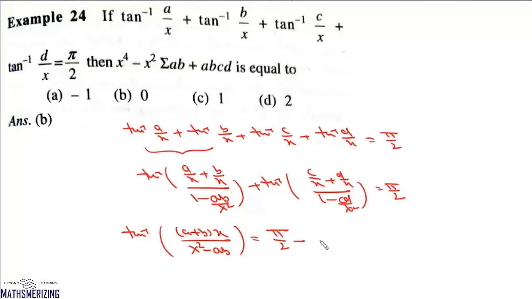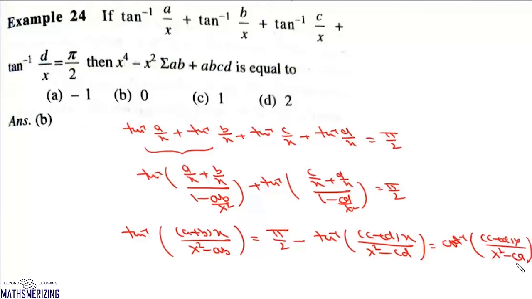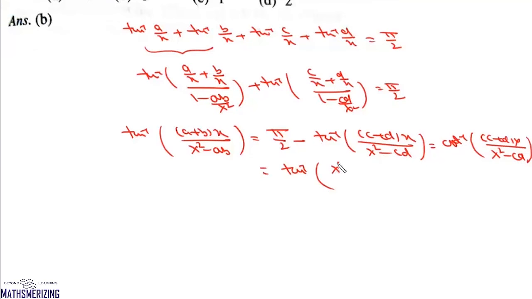We'll write this as pi by 2 minus tan inverse (C plus Dx) upon (x square minus CD). Now pi by 2 minus tan inverse x is cot inverse. So we can write this as cot inverse (C plus Dx) upon (x square minus CD). Now cot inverse x is tan inverse of 1 upon x. So we can also write this as tan inverse (x square minus CD) upon (C plus Dx).